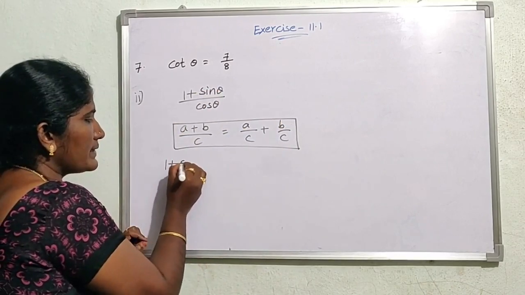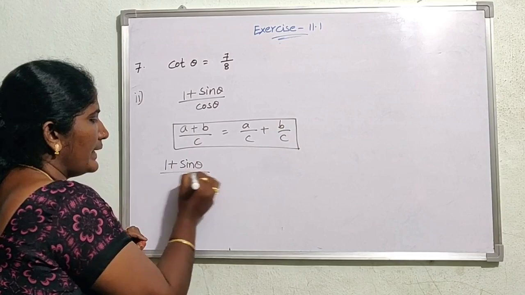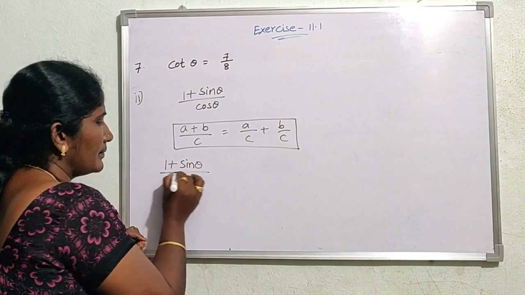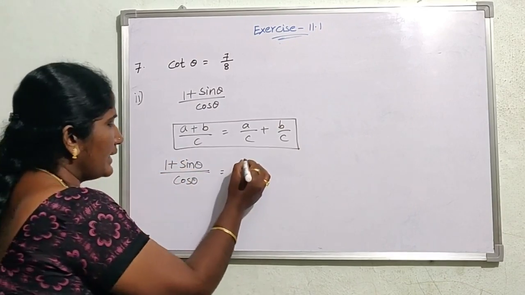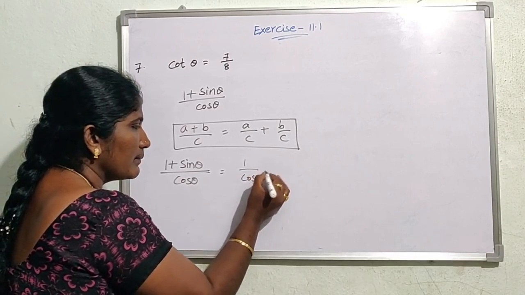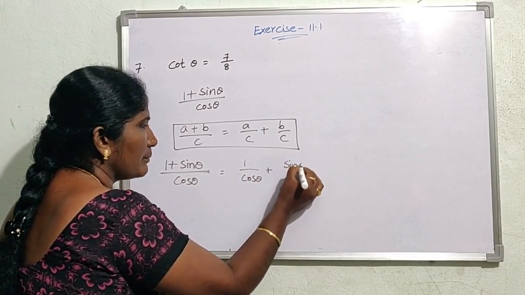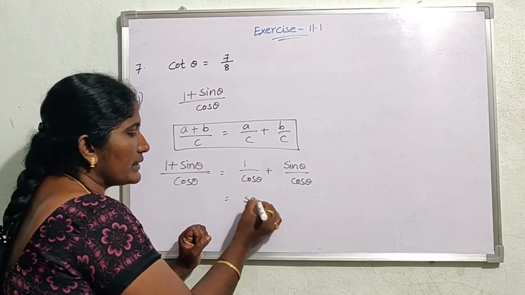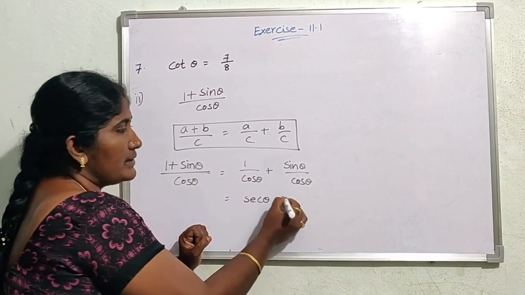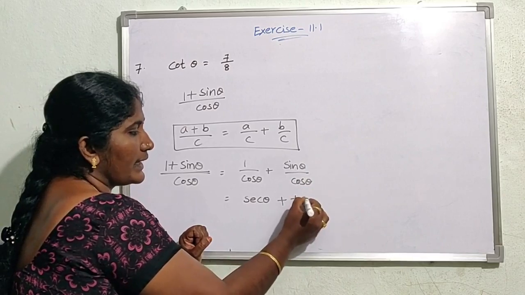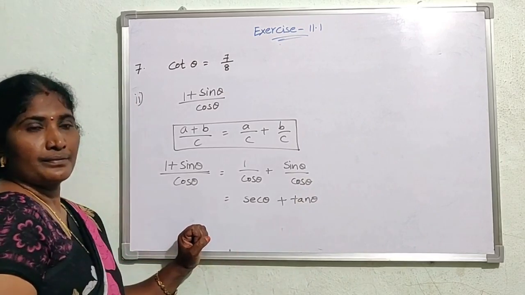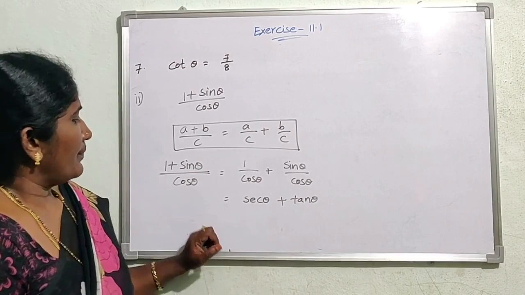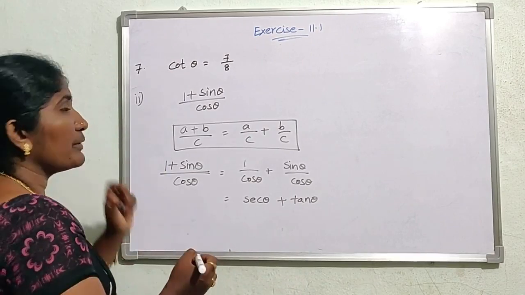Now 1 plus sin theta by cos theta can be written as 1 by cos theta plus sin theta by cos theta. 1 by cos is nothing but secant theta, plus sin by cos, tan theta. Next, cot theta is equal to 7 by 8.